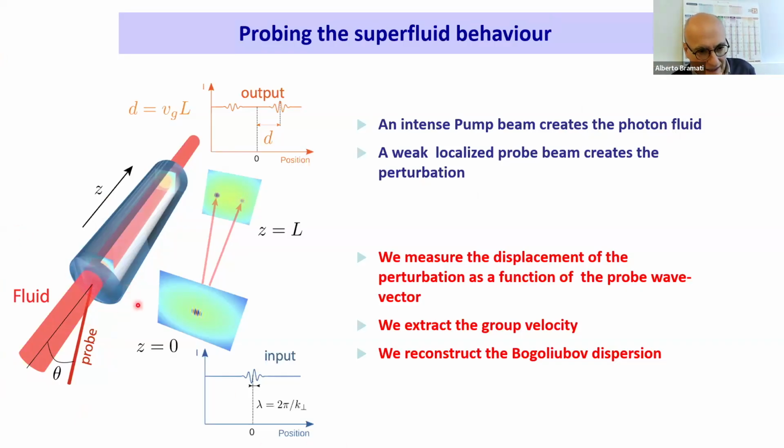So we create the perturbation here in the input plane at z equals 0. Then the perturbation propagates along the cell in the transverse plane, and at the output we can measure the displacement of the perturbation as a function of the probe wave vector. So we change the probe wave vector, we make the perturbation, we measure the displacement, and from this we can extract the group velocity of the perturbation and reconstruct the Bogoliubov dispersion.